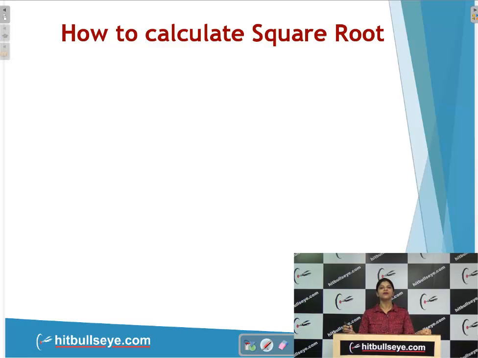Now let us first of all friends find out how to calculate the square root of a number. Now there are two methods of finding the square root. One is called the division method and the other one is called the factorization method. Let us first of all start with the division method.